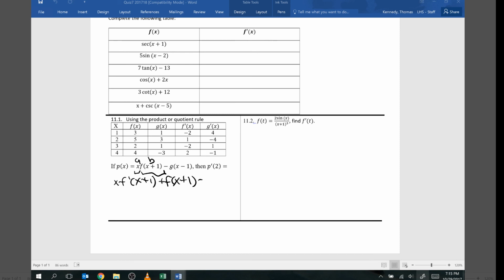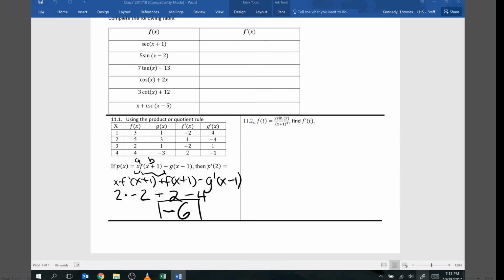And we're subtracting g prime of x minus 1. And now I just plug in 2. I get 2 times, what is f prime of 3? F prime of 3 is negative 2. Plus f of x plus 1, that's f of 3, that's 2. Minus g prime of 1. G prime of 1 is 4. So this is negative 4 plus 2 minus 4. That's negative 6, which is the answer to that guy.